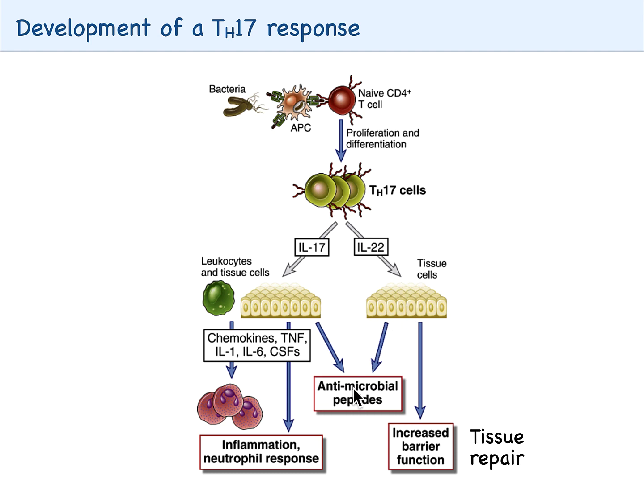Also, the epithelial cells will produce antimicrobial peptides in response to IL-17 or IL-22, important to kill extracellular pathogens. And IL-17 will act on tissue cells and also leukocytes to produce chemokines, TNF, and so on, which will attract further inflammatory cells into that tissue.